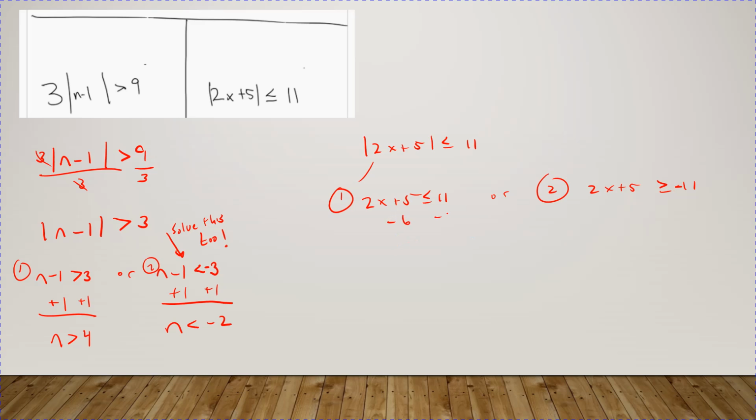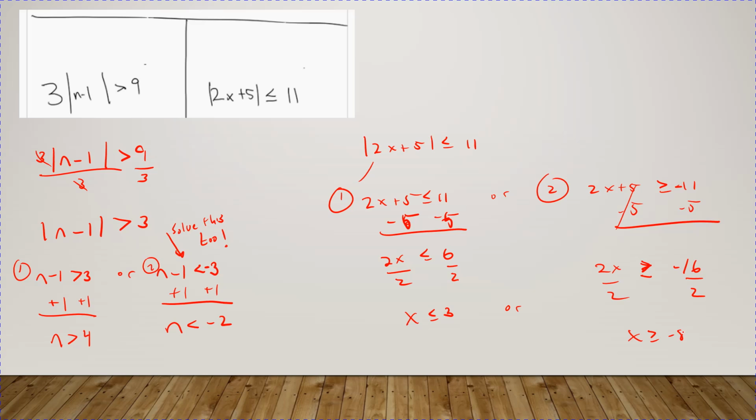So here just subtract 6. So here subtract 5. Sorry, I don't know why I wrote 6. Subtract 5. You get less than or equal to 6. Divide by 2. One solution is x is less than or equal to 3. Or the other solution you have here, when you subtract 5, and then divide by 2, another solution is x is greater than or equal to 8. So this is important here.